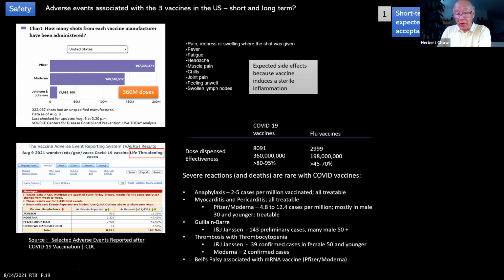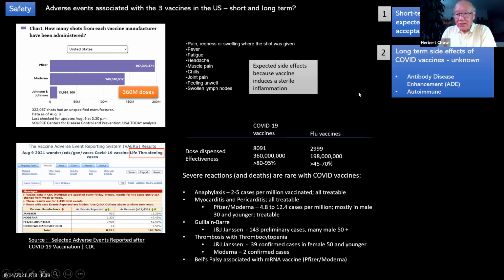Now, is it problem-free? No. We have anaphylaxis. Of these 8,000, we have myocarditis, pericarditis problems, but even though they're all treatable, the incidence is 12 cases per million. And all in males under 30, they're all treatable. Guillain-Barré, you hear about it, but that's mostly associated with J&J. Blood clots in Janssen's, and in recent days you hear about it. So they are there.